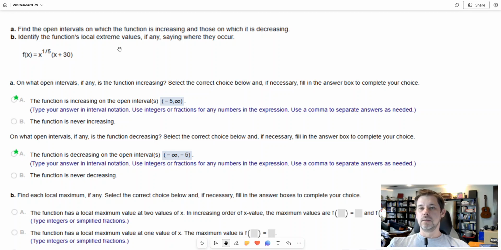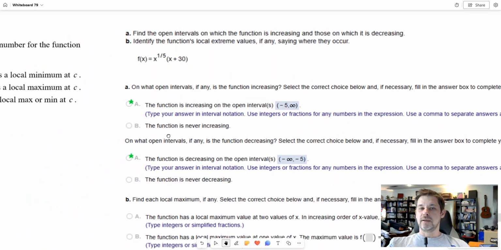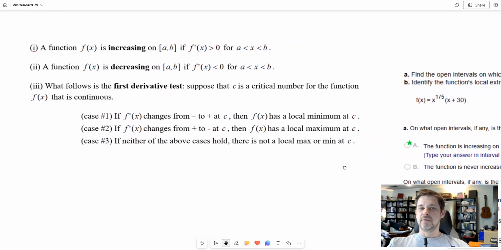Hello everybody. So let's look at this problem which involves something called the first derivative test. The statement of the question as I see it from the assignment is that we're given a function or a curve, however you want to think about it, and we want to find out where it's increasing and decreasing and if it has any local extreme values such as a maximum or a minimum. Okay, so the way that we would do that is through all of this.